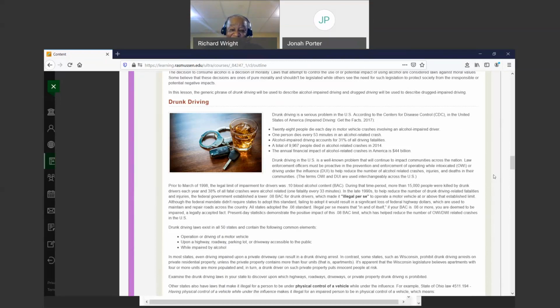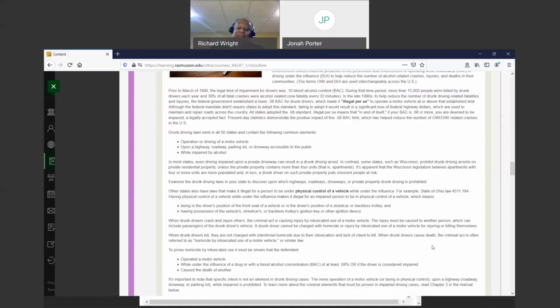So, would a bobsled, would a sled qualify for that? Yes or no? Does it have a motor? Excuse me. If it has a motor, it will qualify. If it does not, it wouldn't qualify. Notice that it can be up on a highway, a roadway, or parking lot, or driveway accessible to the public while impaired by alcohol. Okay.